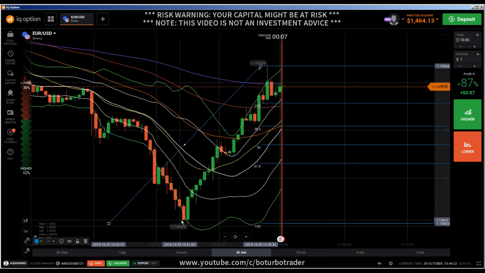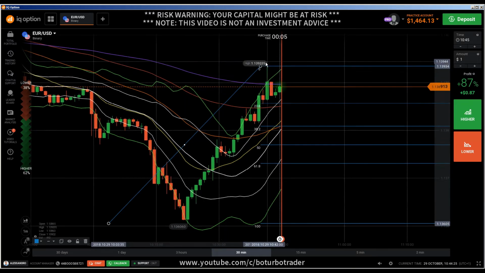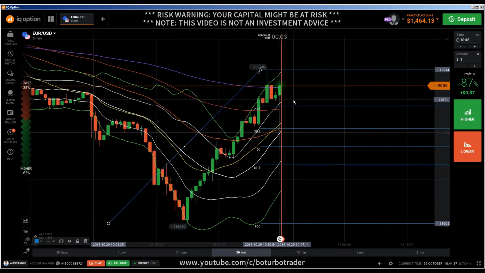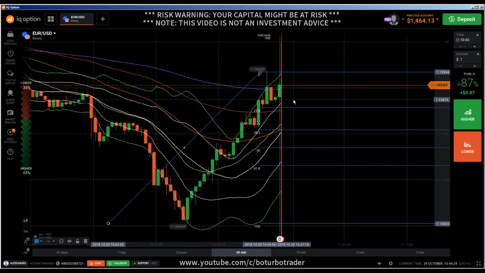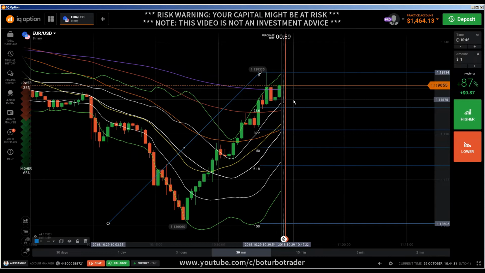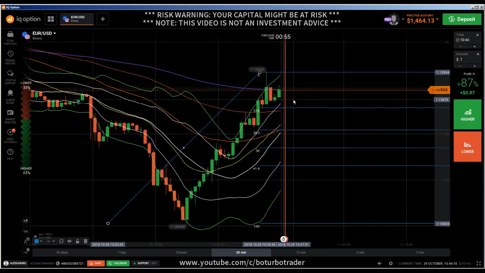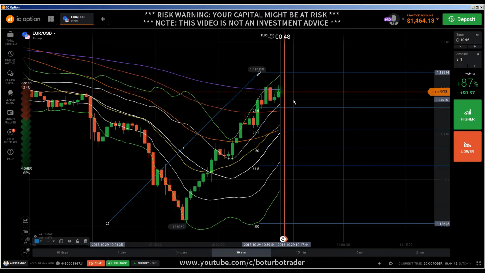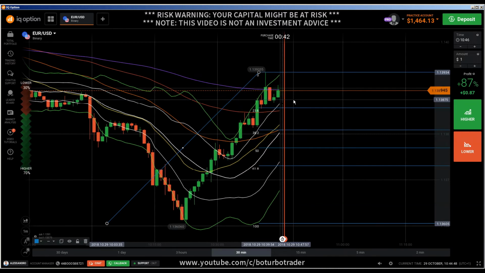So we have here the 100, and here the 200, and we are here in no man's land. And because there was the EMA, I was not sure what to do. Maybe we are getting now a double top. Yes, and that is the second retest. And if this candle will close below the 200 EMA, I will enter in the next candle into a put.